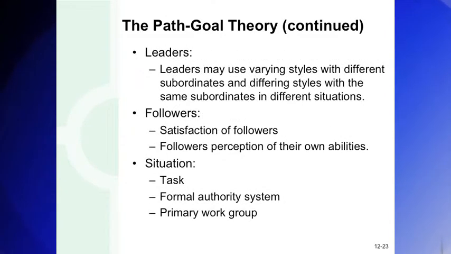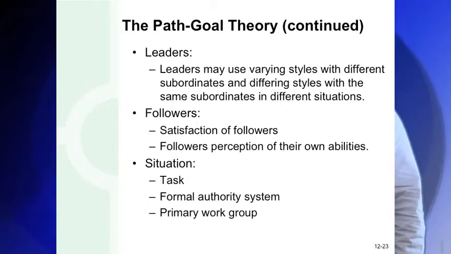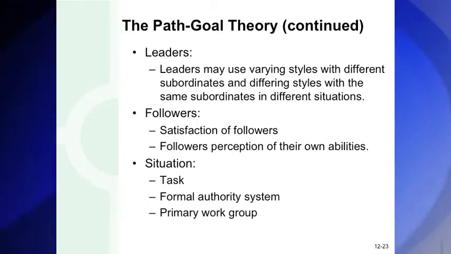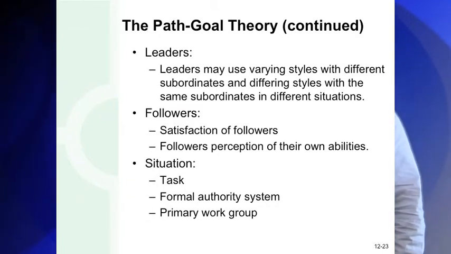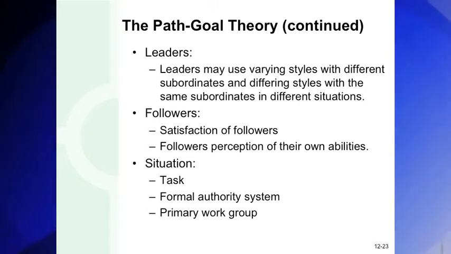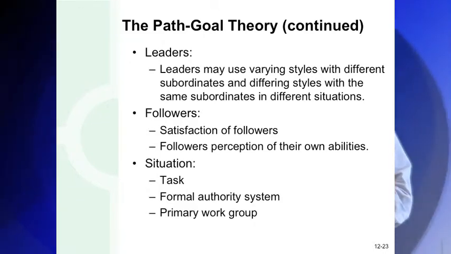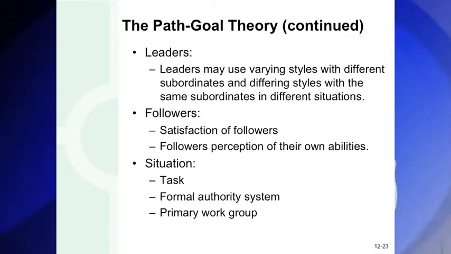So the path goal theory, again, talks about the leaders, the followers, and the situations. Now, the leaders may use various styles with different subordinates and different styles with the same subordinates in different situations. So this path goal theory really is talking to the effectiveness of the leader in different situations. The followers themselves talk to the satisfaction, so there's a measure of the satisfaction of followers, and then the followers' perception of their own abilities. And then there's the actual task in the situation, and the authority system that's set up, and the work groups.